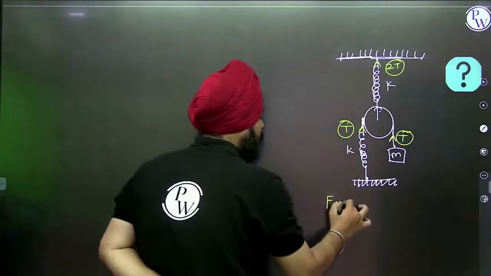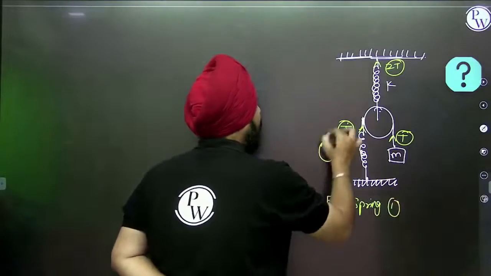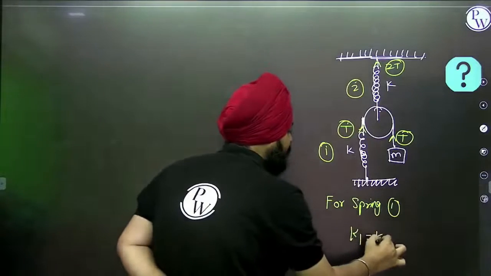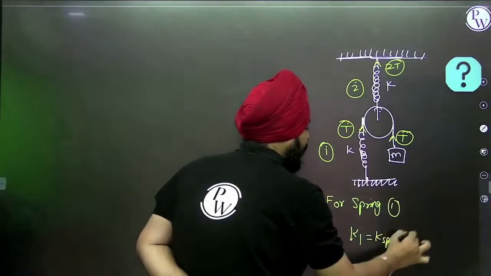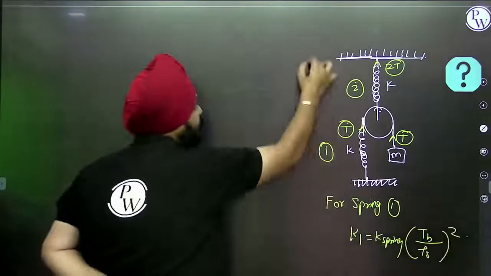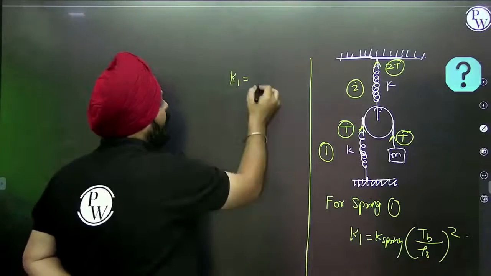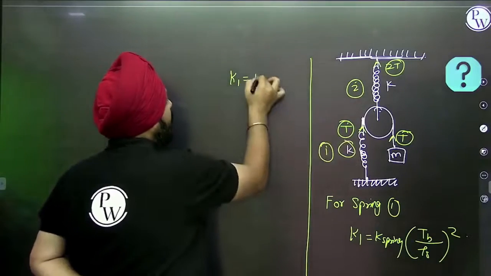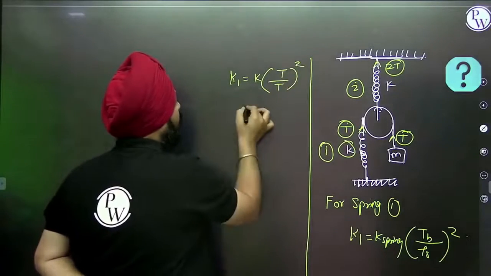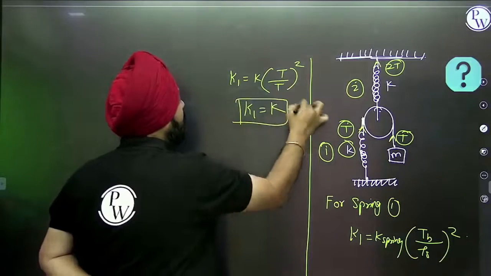Now see, very simple thing. For spring 1, this is spring number 1, this is spring number 2. Can I say K1 is K of spring into the tension of block by tension of spring, whole square? So K1 is equivalent to K of spring, which is K, into tension of block T by tension of spring T, whole square. Can I consider this as equation number 1?